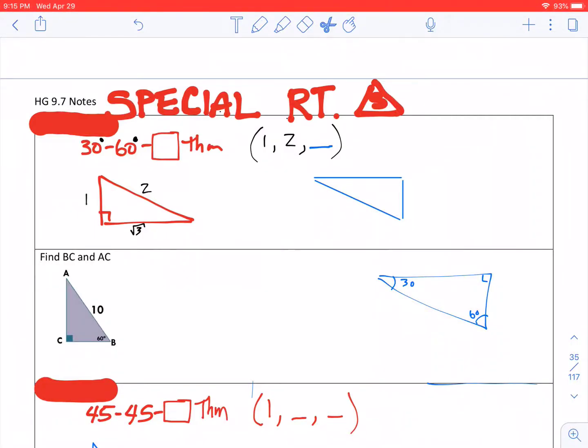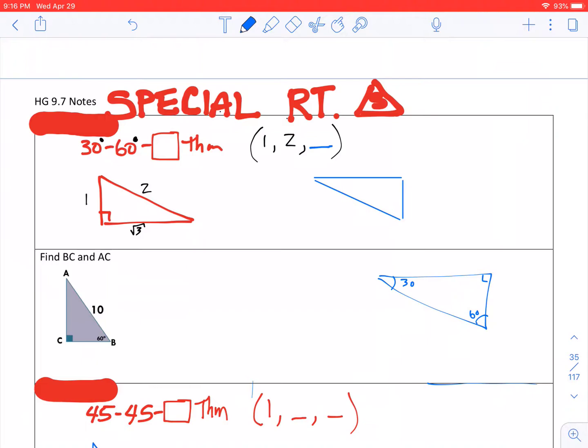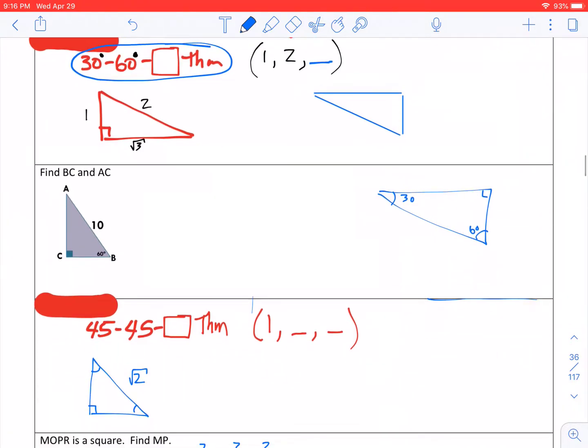Special right triangles, 9-7. There are two special right triangles, and only two. These are what we would call the 30-60-90 triangle and the 45-45-90 theorem.